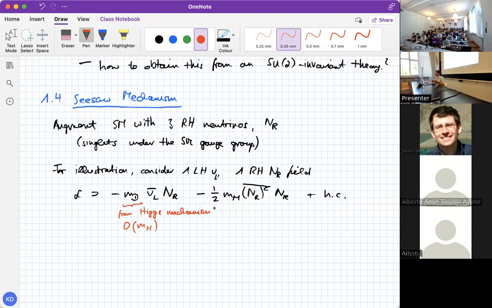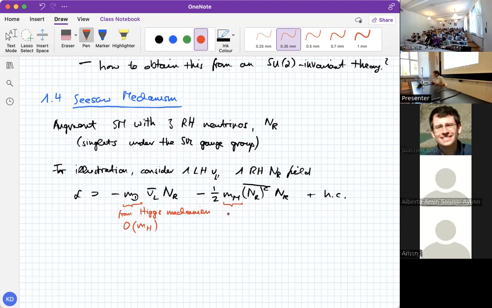Now, one can argue on whether an order 1 Yukawa is more natural than an order 10 to the minus 6 Yukawa that we observe for the electron, for instance. But let's assume that this is of order the electroweak scale. This M_M, on the other hand, well, that's just a free parameter in the theory. There is nothing to guide us where that is, what its scale is. So it can either be extremely small or it can be extremely large.